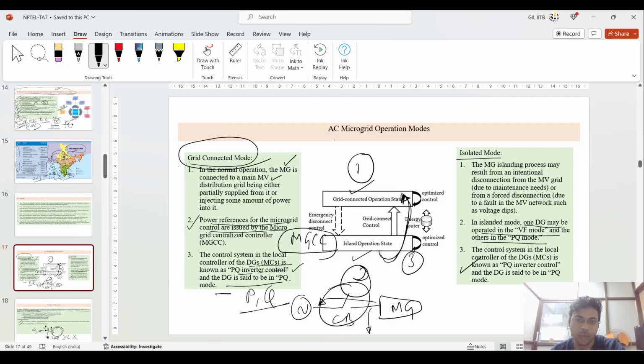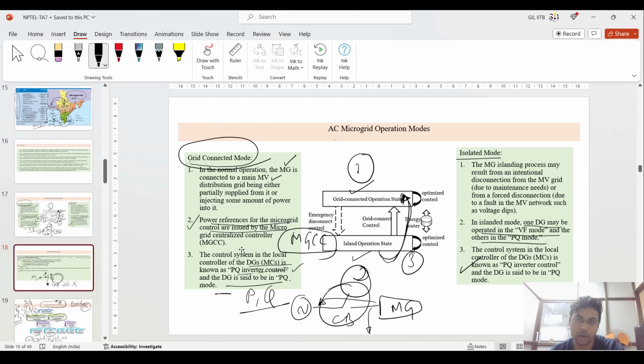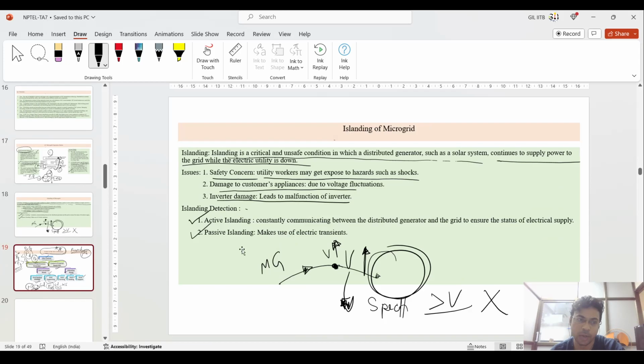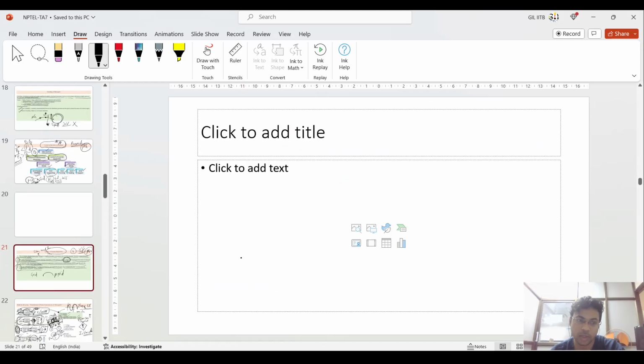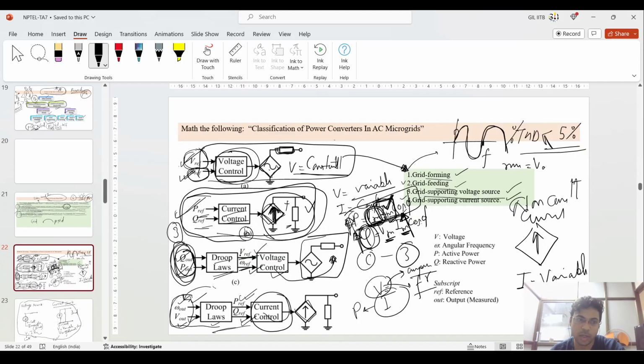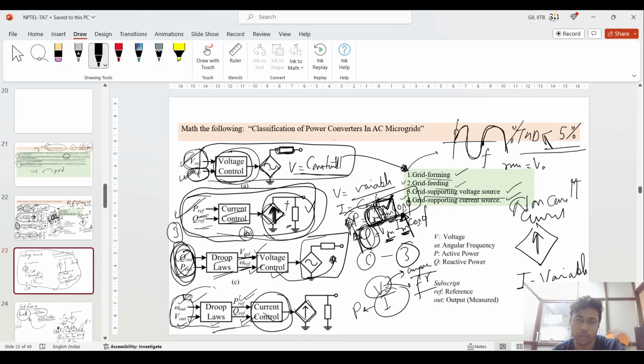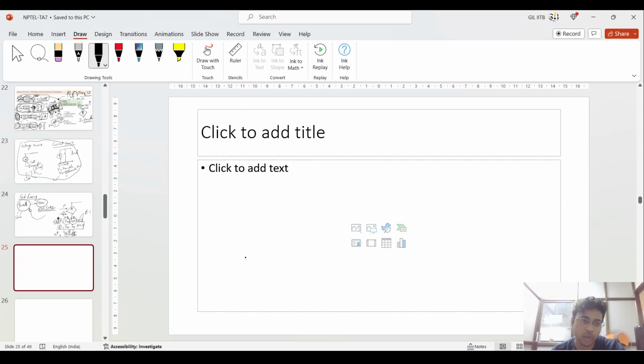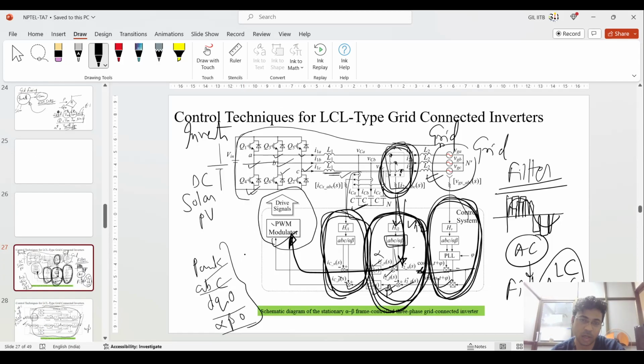Then we also studied the AC microgrid operation modes, that is islanding and grid-connected modes, then the control architecture, and then the classification of the power converter in the AC microgrid. This is most important, which you must revise for checking.